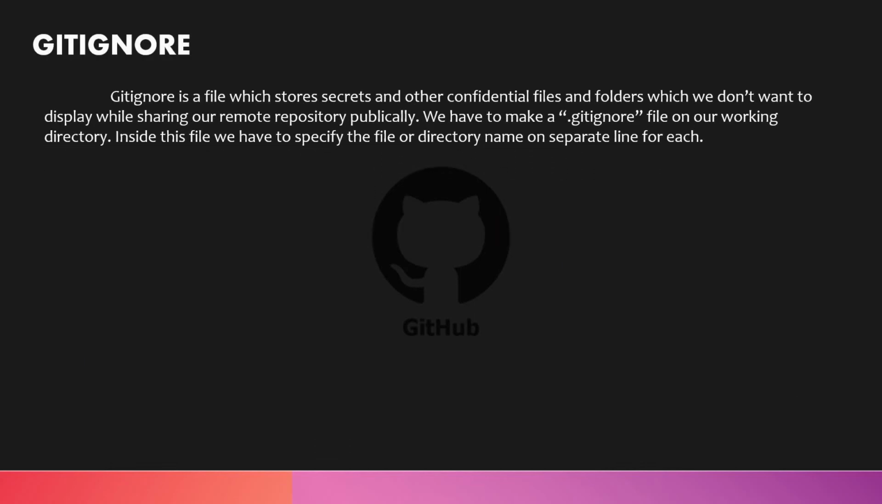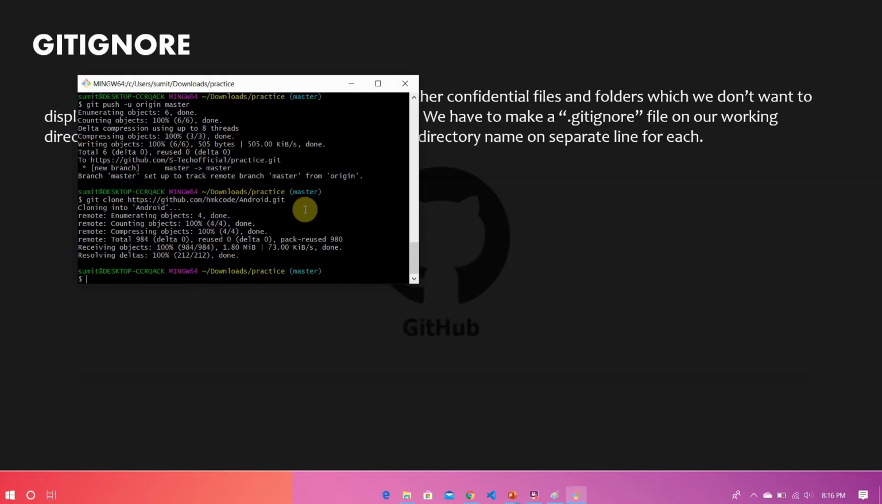That's Git Ignore. Git Ignore is a file which stores the secrets and other confidential files and folders which we don't want to display by sharing our remote repository publicly. We have to make a Git Ignore file in our working directory. Inside this file, we specify the file or directory name, each on a separate line. So let's see how it works.